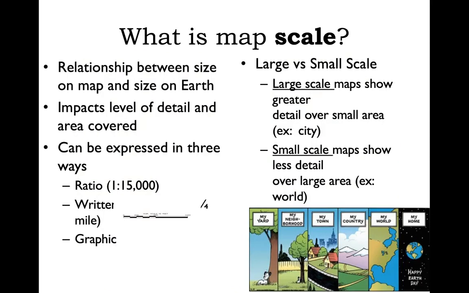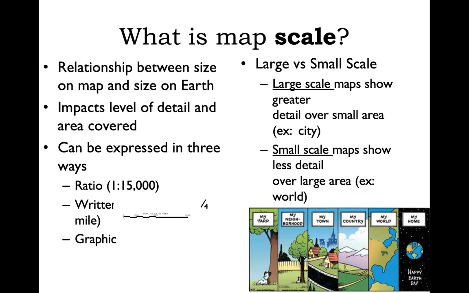What is map scale? Map scale is the relationship between the size of a map and the size on Earth. Obviously, we can't have maps that are true to scale or true to size maps of the world, because then we would have to have a whole other world. Instead, our maps are scaled down in size, meaning they are reduced to a user-friendly size.